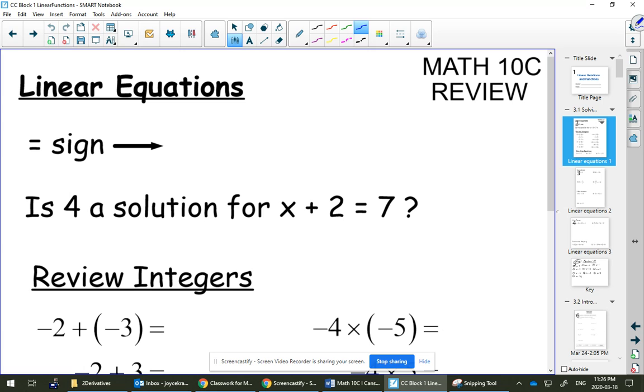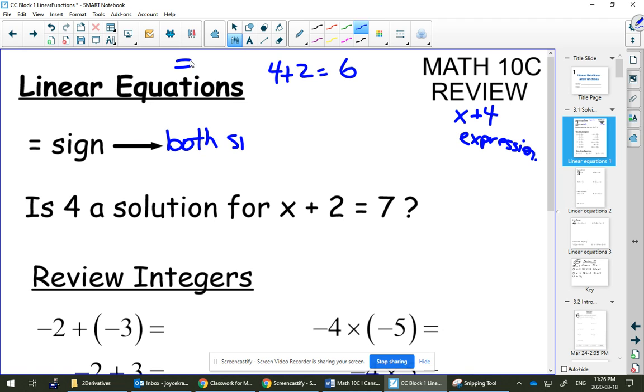When we're looking at an equation, equations means that we have an equal sign. So 4 plus 2 equals 6 is an equation. If I just had x plus 4, that's an expression. An expression does not have an equal sign. An equation has an equal sign. But when we look at what an equal sign actually means, it means that both sides have the same value.